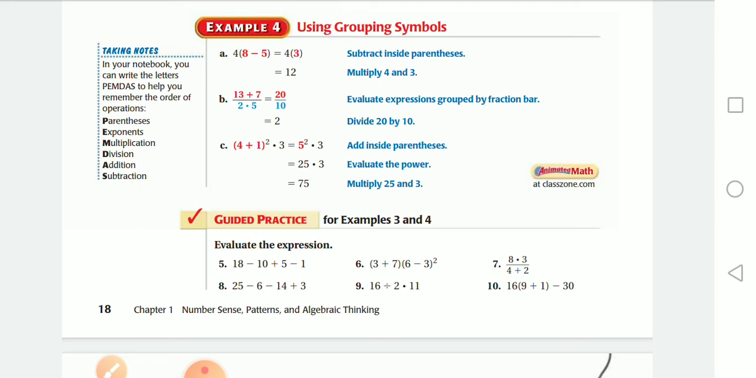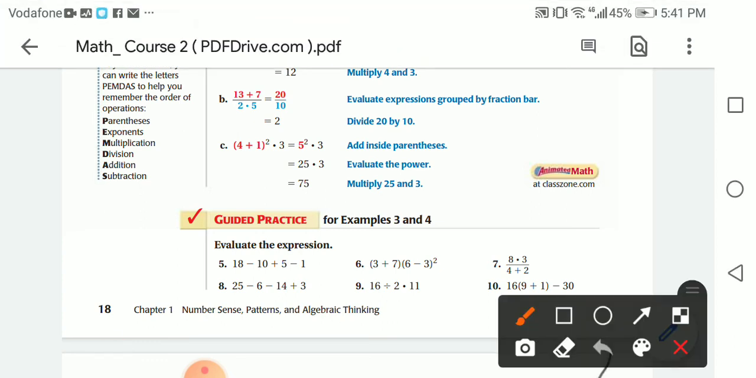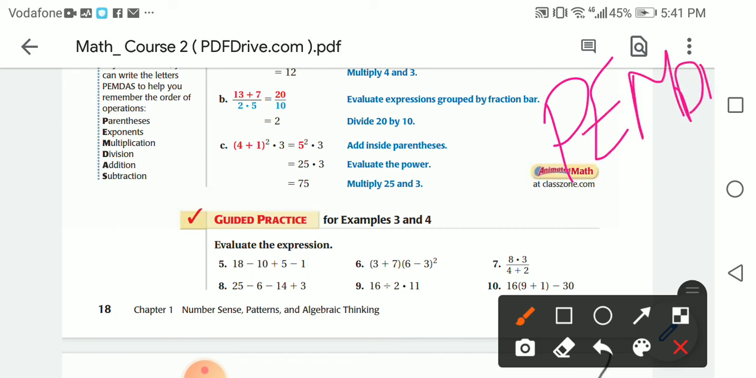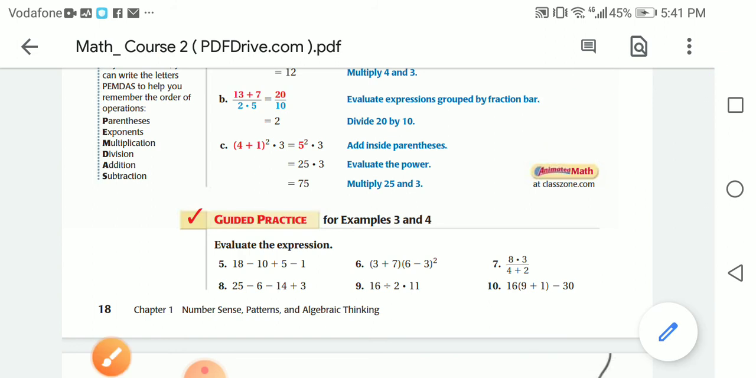What should I do? Do you remember? Don't forget ever PEMDAS. PEMDAS. It will help you very much. So when I say PEMDAS, I start with the parentheses. So look here, it's written here PEMDAS.